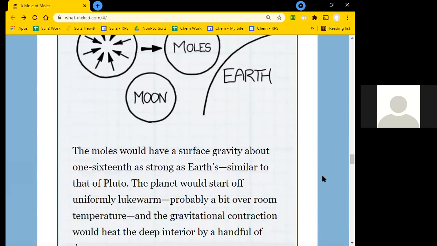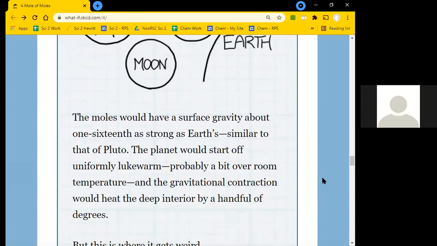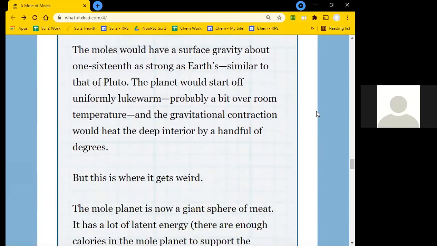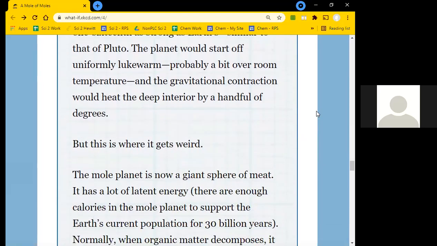Now, the moles would have a surface gravity about 1/16 as strong as Earth's, similar to the surface gravity of Pluto. It would be uniformly lukewarm at the beginning, probably a bit over room temperature. Gravitational contraction would heat the deep interior by a handful of degrees, but this is where it gets weird.